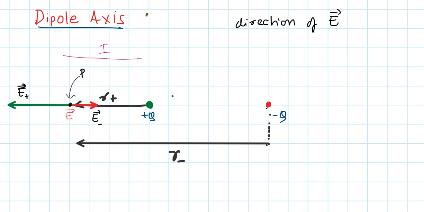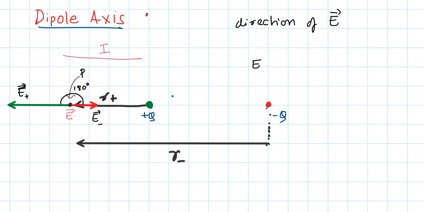Both are along the dipole axis, and one thing is clear, that they are anti-parallel, which means the angle between them is 180 degrees. They are collinear vectors, pointing in opposite directions. That means the total electric field at P will be easy for us to evaluate.